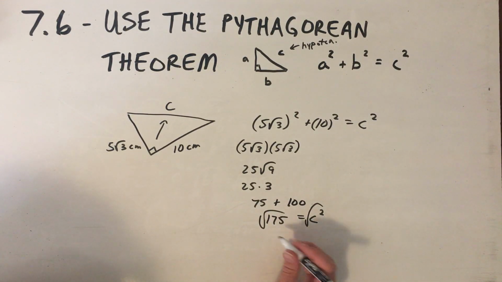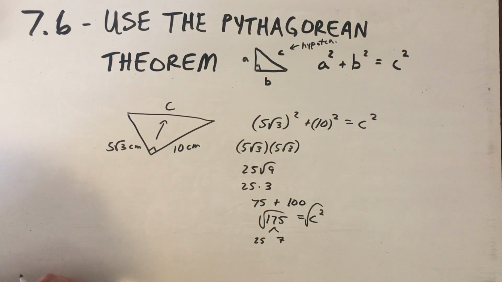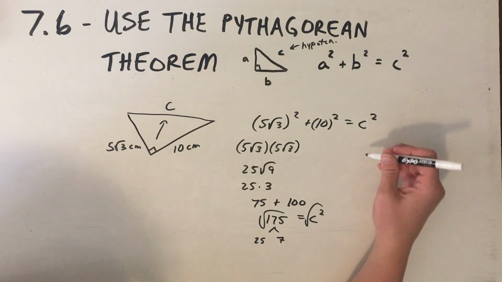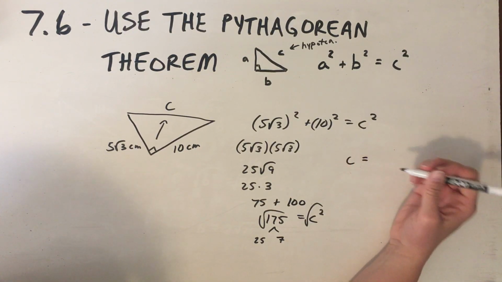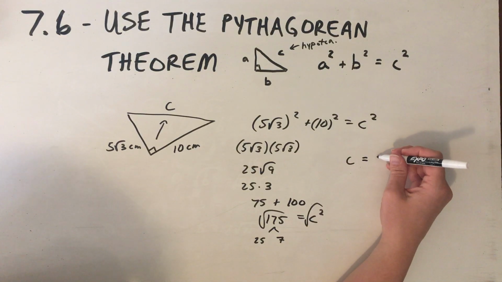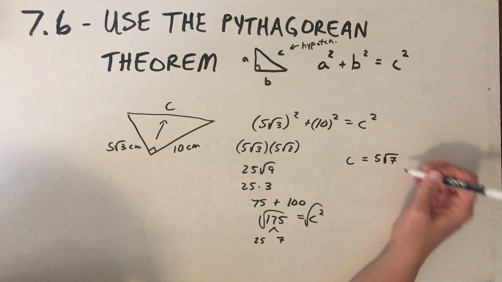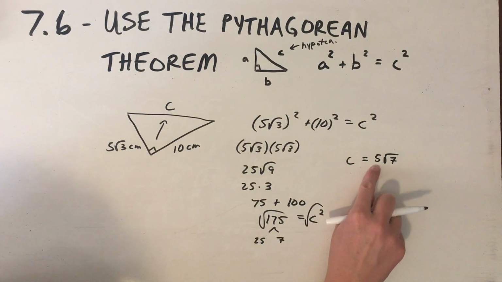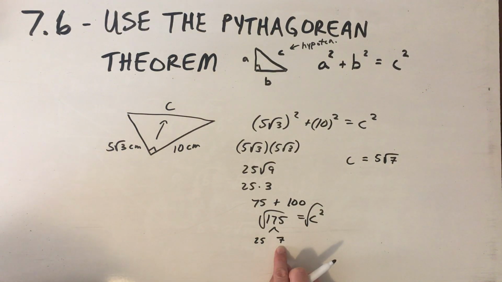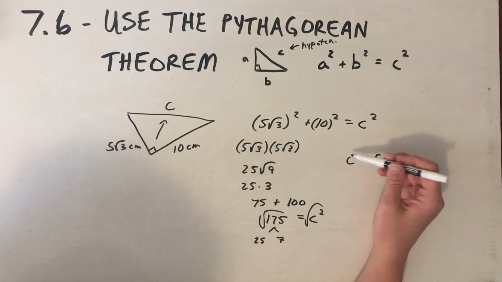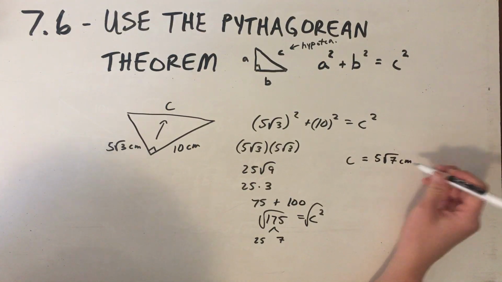And I want to break this down. We've got 7 25s inside of here. So this breaks down to 25 times 7, and that will simplify to c is equal to 5 root 7. This is a perfect square. It's going to come out and be 5, and the 7 stays under. So this is the length, and it is centimeters.